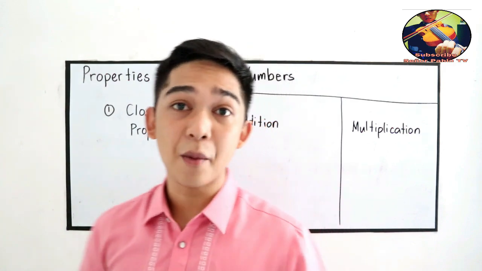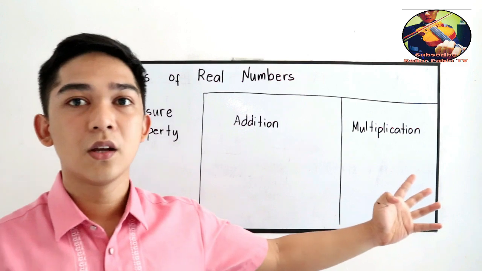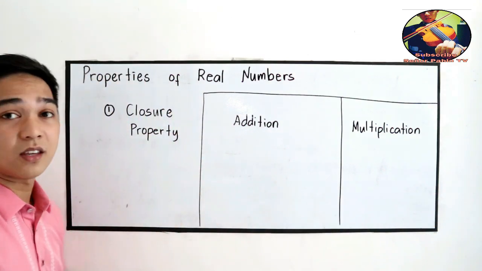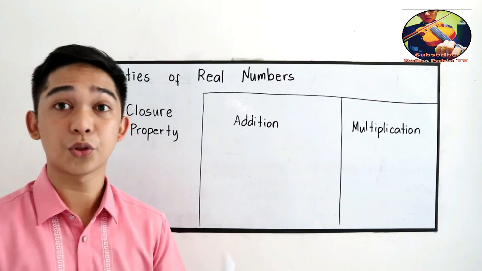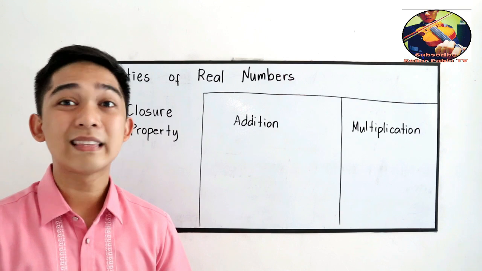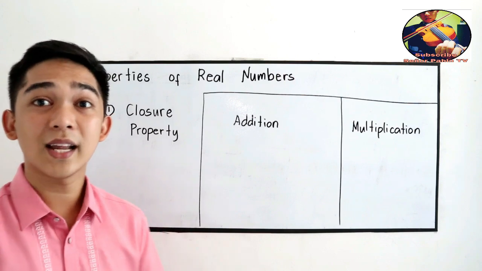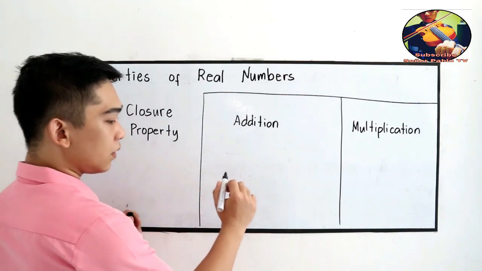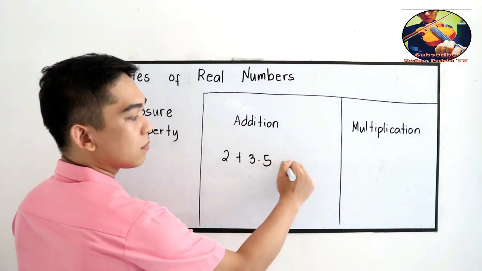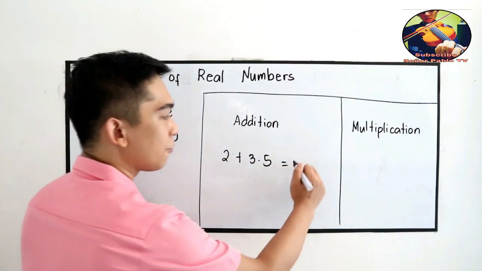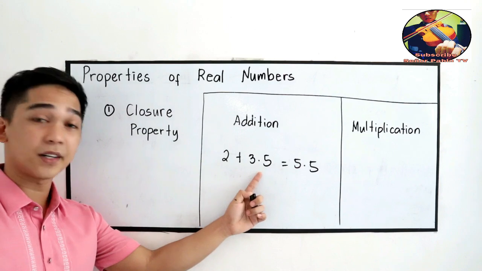So we have the closure property of addition and the closure property of multiplication. Our closure property states that if you add or multiply two real numbers, then the sum or product will be a real number also. So let us try. If I have 2 plus 3.5, that is equal to 5.5. So a real number and another real number.